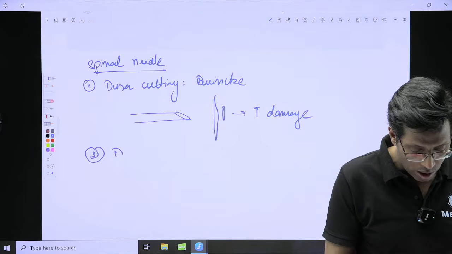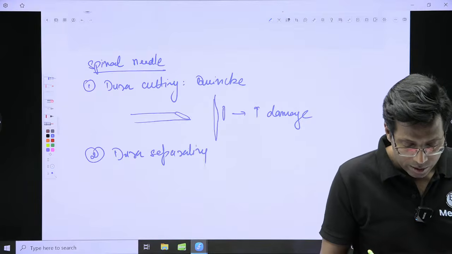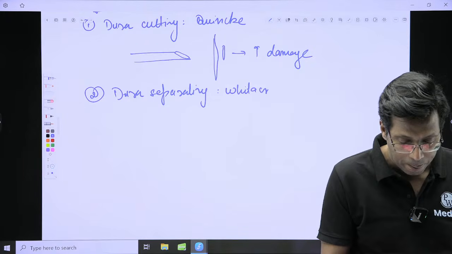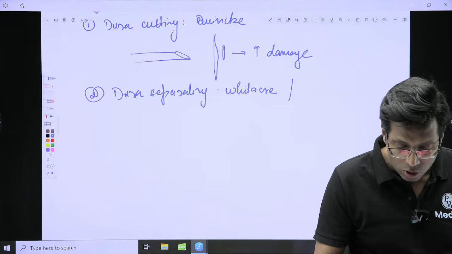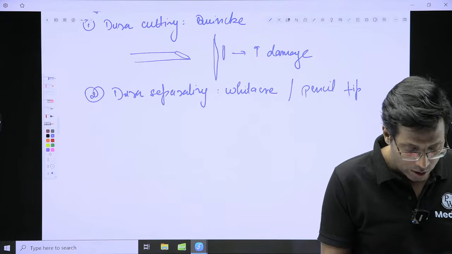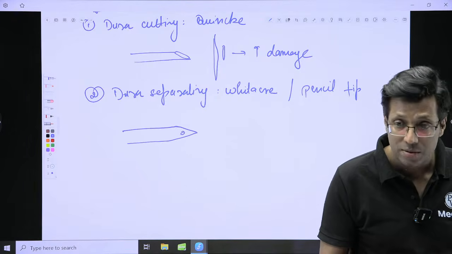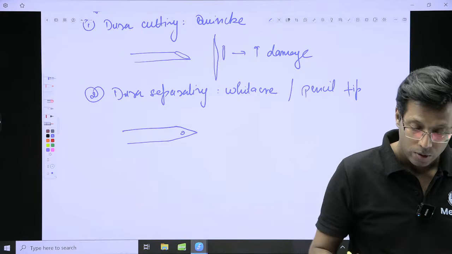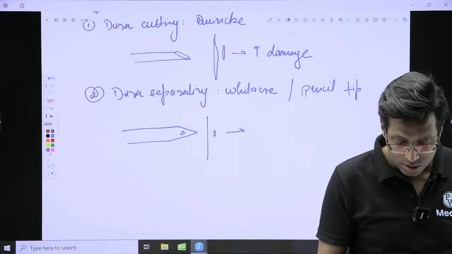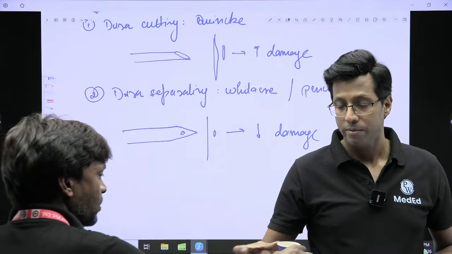Compared to that, you have a dura separating needle. Dura separating is Whitacre or Sprotte. Dura separating is again basically called a pencil tip needle. Pencil tip needle is like this. So the pencil tip needle is going to leave a small opening like this. This causes comparatively less damage to the dura. Okay, clear?